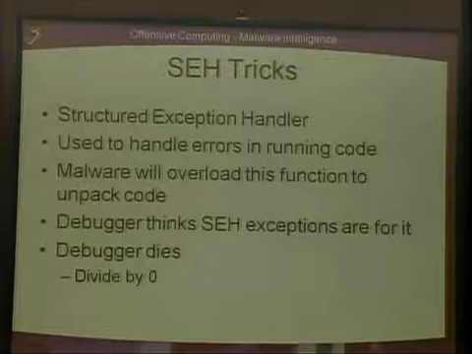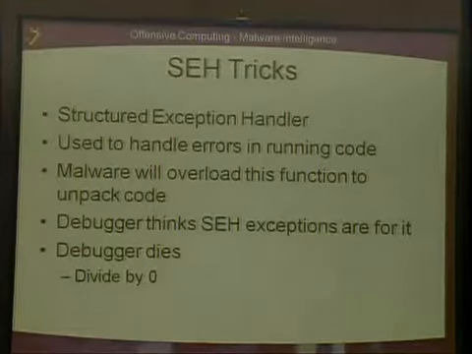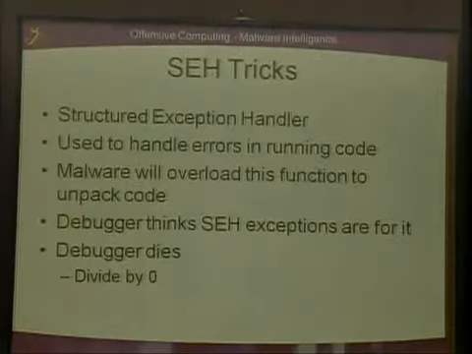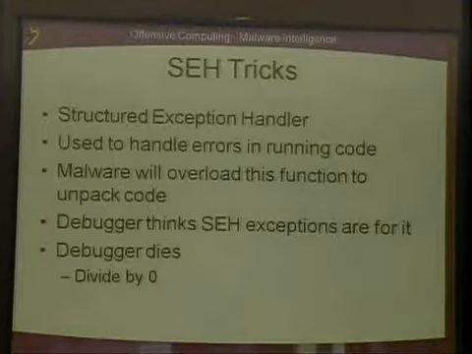Some pieces of malware will use SEH tricks. This is the structured exception handler. Some people use this for writing exploits too. Basically, it's used to handle errors in running code. Malware will use this to unpack itself. So what it'll do is generate an exception that points to the next chunk of code that understands how to deobfuscate the rest of the code. The problem with this is it causes the debugger to think that the program's crashed, or that the exception is for the debugger. And so in some cases the debugger will die, or you won't really be able to advance efficiently in the code. We've seen some malware actually do a divide by zero in order to generate these.